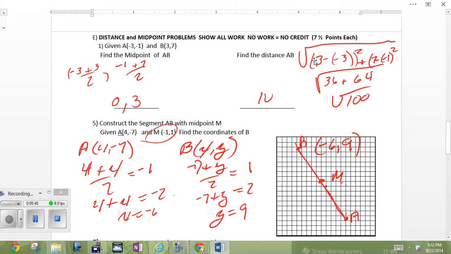Right? Distance formula. Write it down. Put the numbers in. Okay? Let your calculator do the work. It ended up being the square root of 100, which everybody should know is 10. Okay? X1.